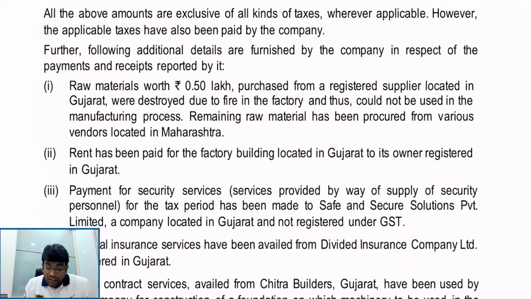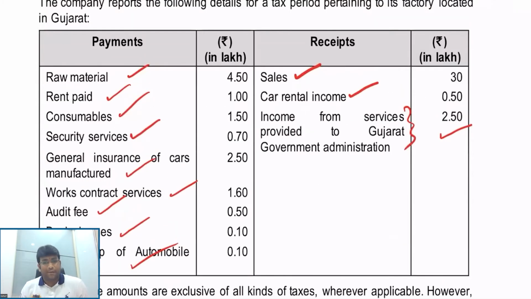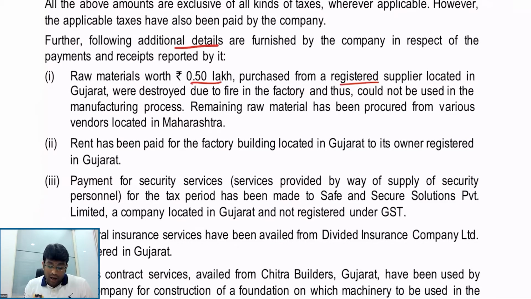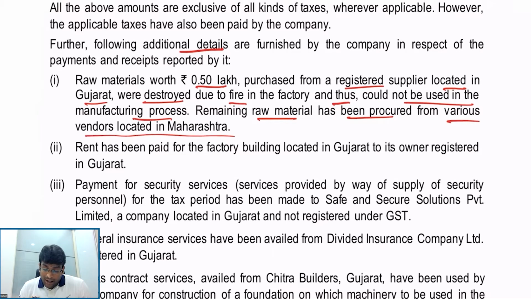Further, the following additional details are furnished by the company in respect of the payments and receipts reported by it. Out of raw materials, whatever they purchase, how much do they purchase? 4,50,000 they have purchased. Out of this 4,50,000, raw material worth 50,000 purchased from a registered supplier located in Gujarat was destroyed due to fire in the factory and thus could not be used in the manufacturing process. Remaining raw material has been procured from various vendors located in Maharashtra.